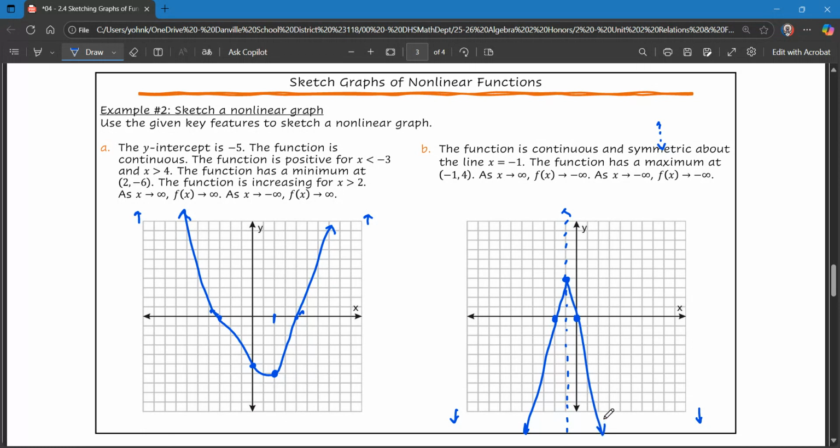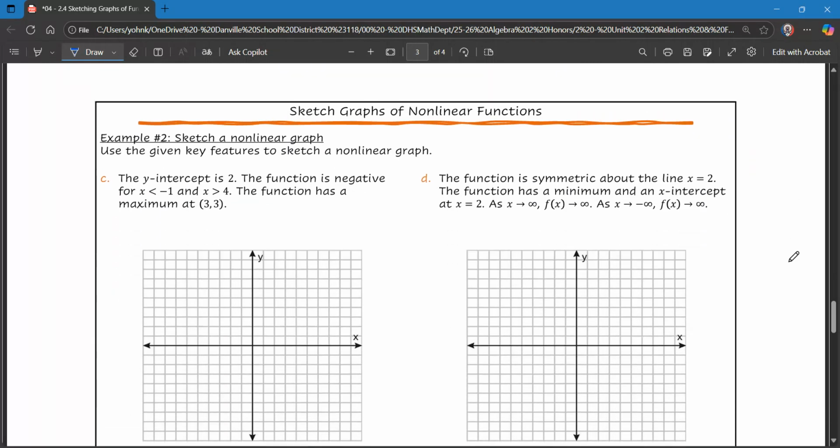I chose to connect them with straight lines. You can also connect them with curved lines. So you could have also drawn it like a curve or with straight lines, absolute value. All right, let's do some more examples.